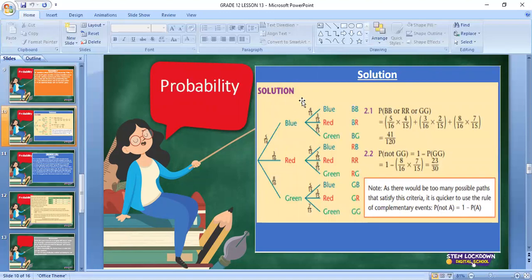So we have in a bag, there are 3 colored marbles. You have blue, you have red, and green. So choosing the first marble, it's possible you choose a blue marble or a red marble or a green marble. So what's the probability of choosing a blue marble? You need to find the total number of marbles, which is 16.